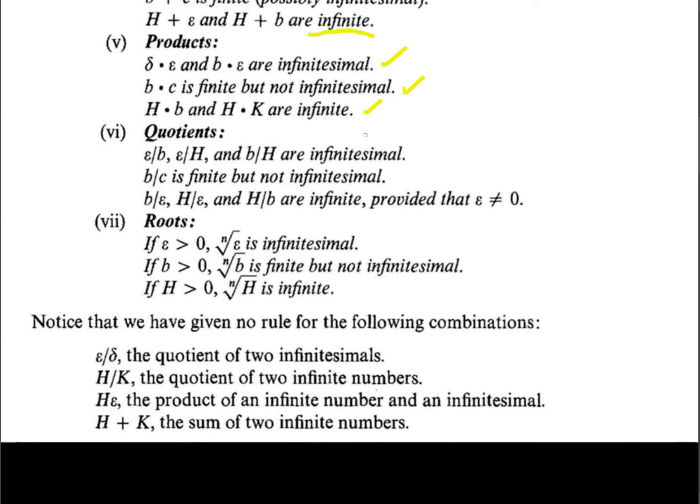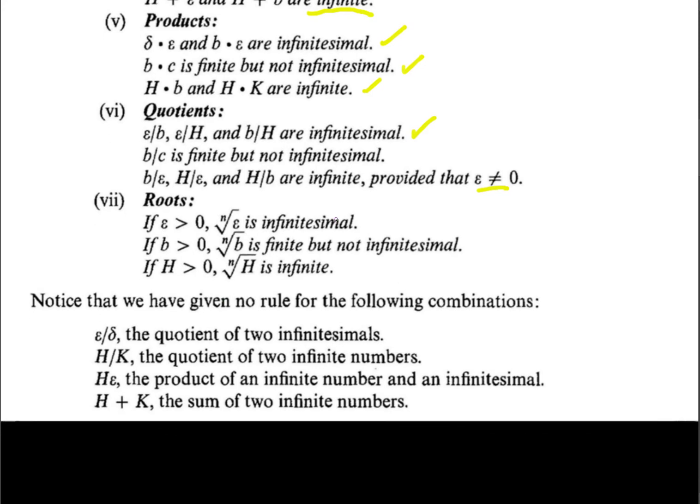On the other hand, quotients: anytime you've got an infinitesimal divided by a finite or infinite number, or if I divide by an infinite number, it'll be infinitesimal. The ratio of two finite numbers is still finite. But now if I divide by an infinitesimal, I'll get infinite, provided that the numerator is not 0, and roots and so forth, and other functions.